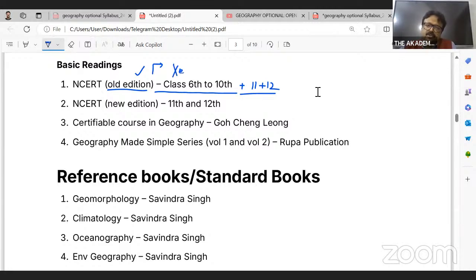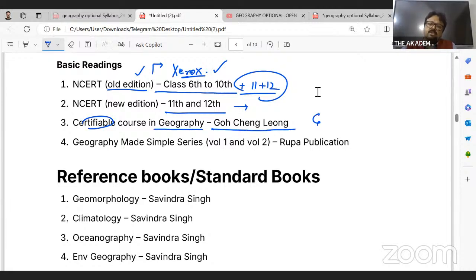Xerox copy. So Xerox is available. You can take this Xerox of 6 to 12th NCERT. New edition NCERT 11 12th ले सकते हैं. It is also good enough in place of this. If not there, then certificate course, not certifiable. This is certificate course in geography, certificate of geography by GC Leong. Beautiful. GC Leong. It is good, and you should purchase it and start reading.